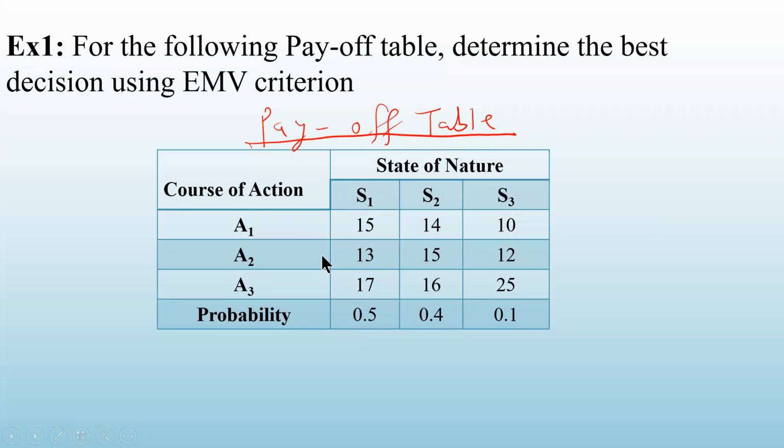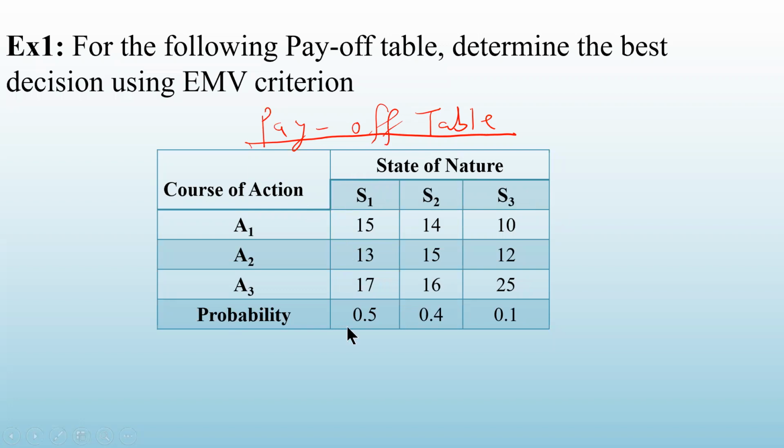Look at the last row in this table. Last row is probability. If you remember, when we solved the problems by using the criterion Maximax, Maximin, and Laplace, decision making under uncertainty, this row was not there, because it was decision making under uncertainty. So there were no previous records available. But here this is the problem of decision making under risk. So the decision maker, as per the previous record, has the probability of occurrence of these events.